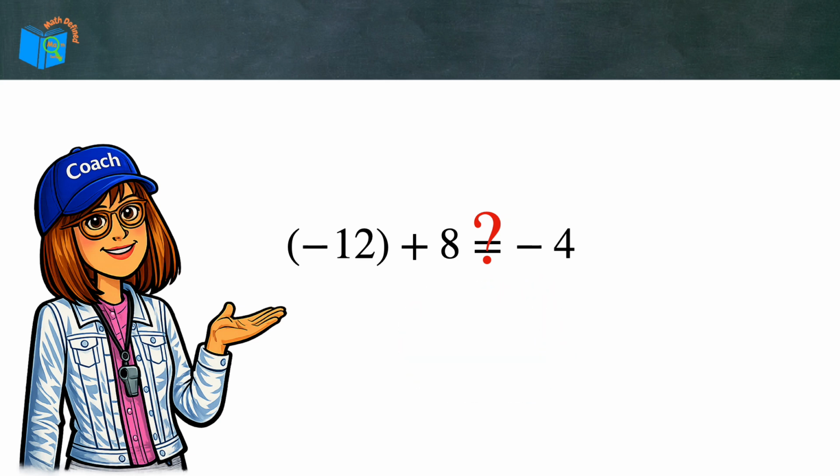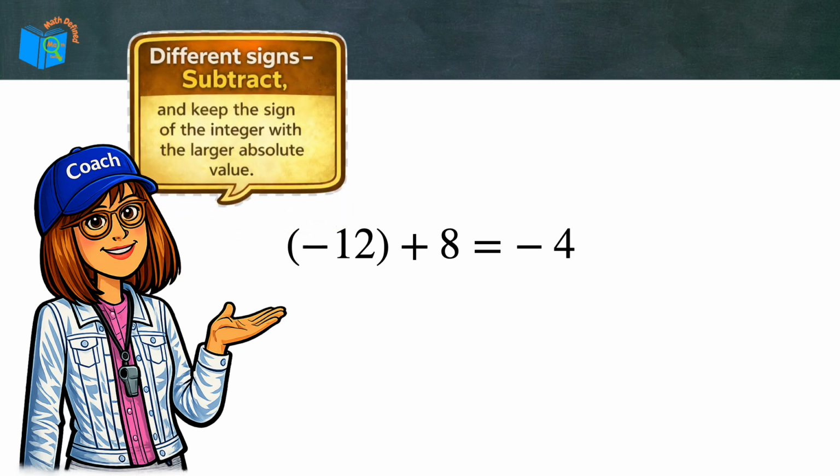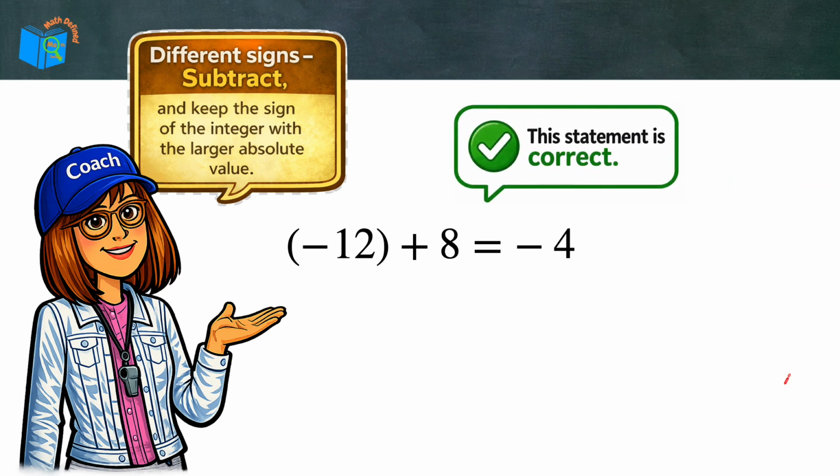Okay, here we have different signs, negative 12 and positive 8. When you add integers with different signs, you subtract and keep the sign of the number with the larger absolute value. So 12 minus 8 is 4, and since negative 12 has the larger absolute value, the answer to this addition problem is negative 4.